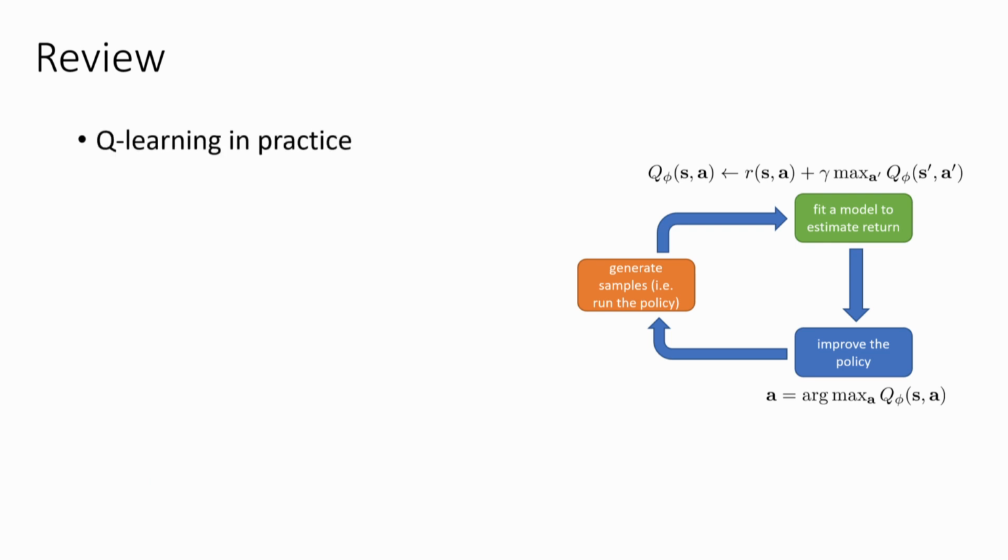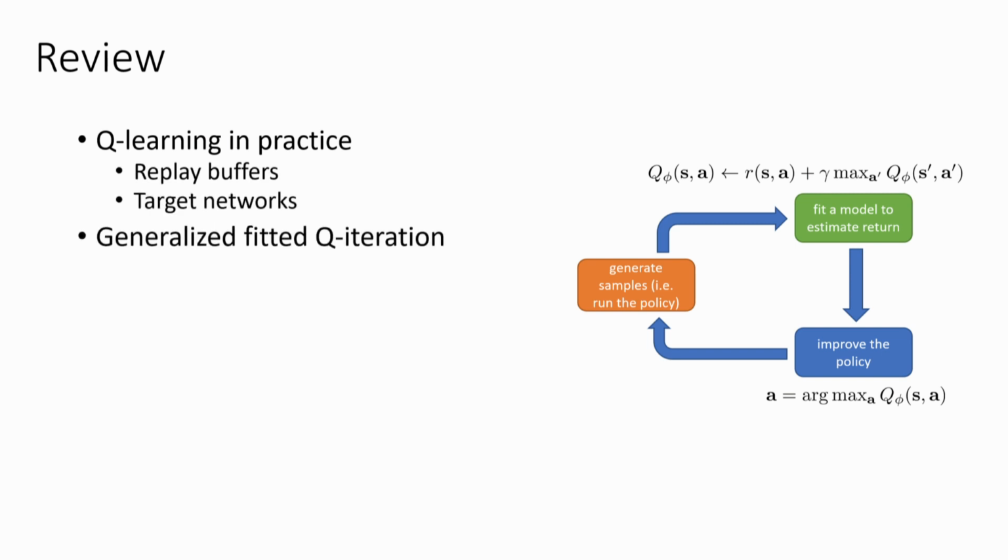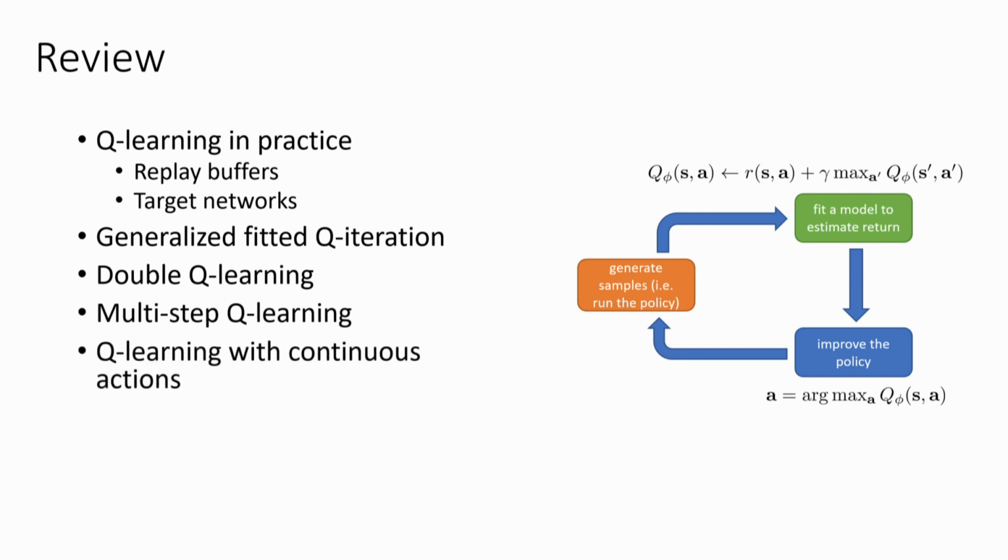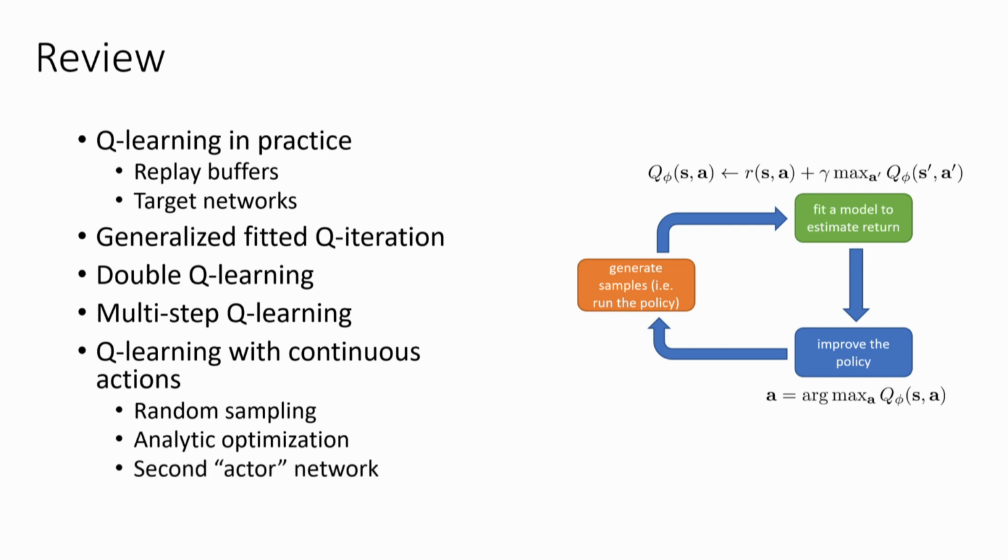All right, so now that I'm out of time, let me just review. I talked about Q-learning in practice. I talked about replay buffers and target networks, which you can use to actually get a practical deep Q-learning algorithm. I talked about this generalized view of fitted Q iteration where you have multiple concurrent processes. I talked about double Q-learning, which you should always use, and you will use it in homework 3. I talked about multi-step Q-learning with continuous actions, which we can do with random sampling, analytic optimization, and a second actor network. And I talked about how you're all going to implement deep Q-learning in homework 3 and see it playing Atari games. I have office hours after this in room 347 over there, and I'll see you all next week.